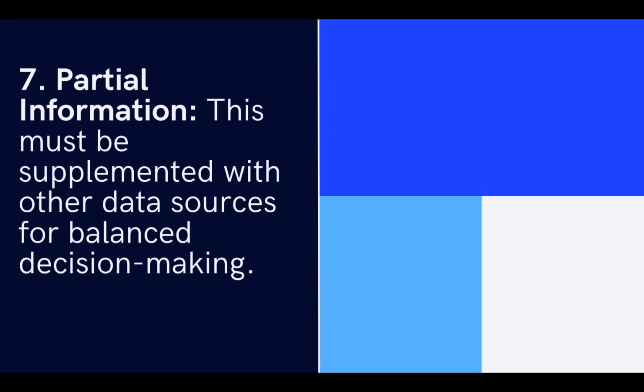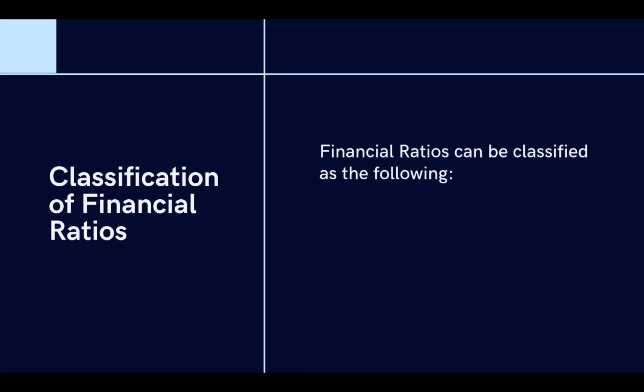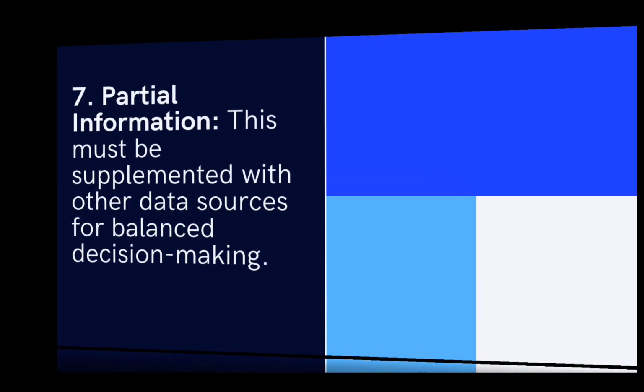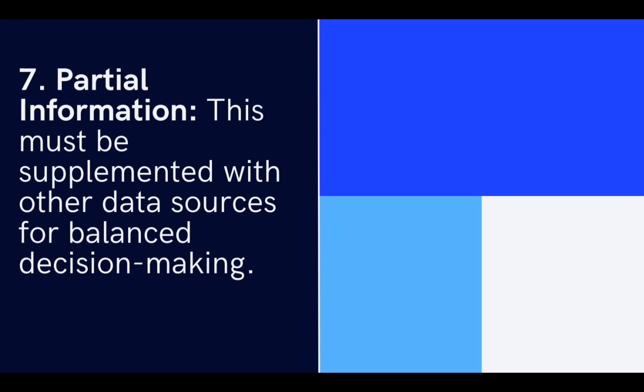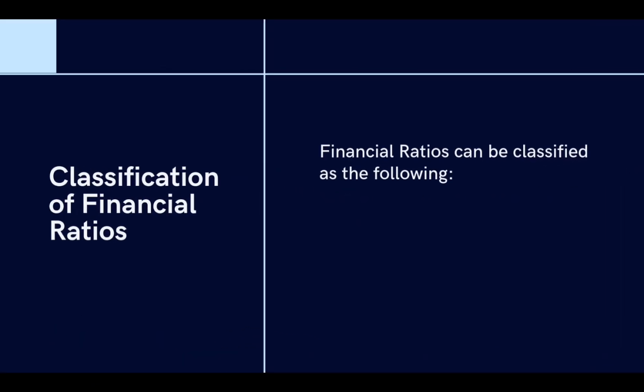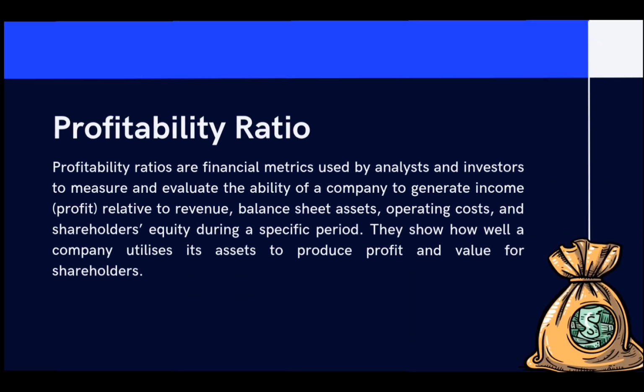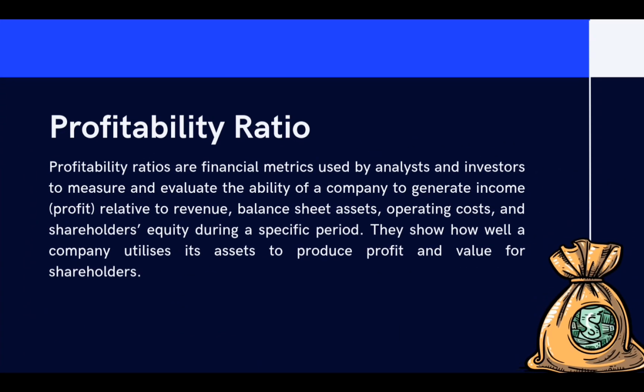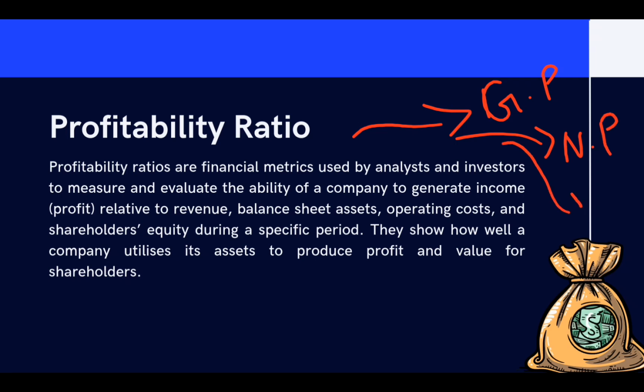Another thing is, it can't be set to a complete information. Something would be missing there. Very important part, how we classify the financial ratios. The very first classification is profitability ratio. Don't get confused with what is written here. Just understand profitability ratio means we are going to look at the profit of the business from 3 different angles. It can be from gross profit, it can be from net profit, and it can be from operating profit.